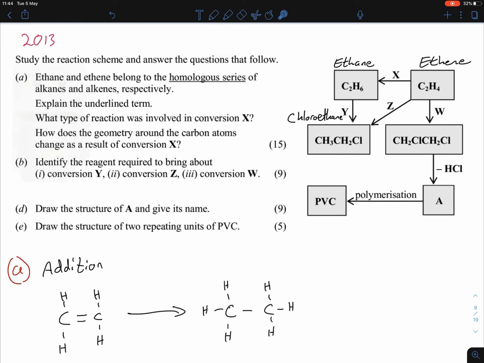Okay. D. Draw a structure A and give its name. So where is A? Ah yeah, A is over here. Okay. So we have to give its name. Now that could be tricky enough. So I'd recommend for part D, what's the word I'm looking for, that we take it step by step. Okay, so we're losing HCl over here for A, and then it goes on to be a polymerization. Okay, so let's have a look at it.